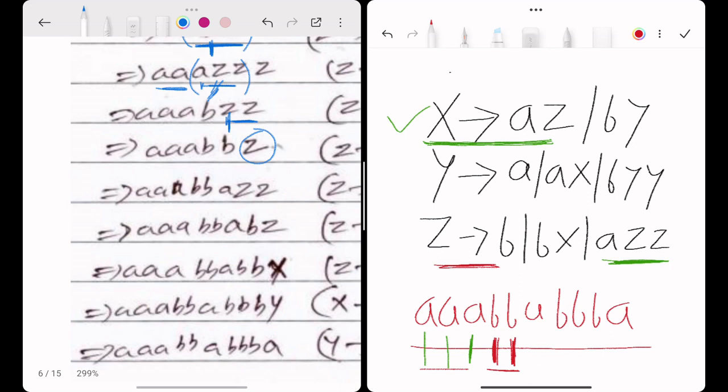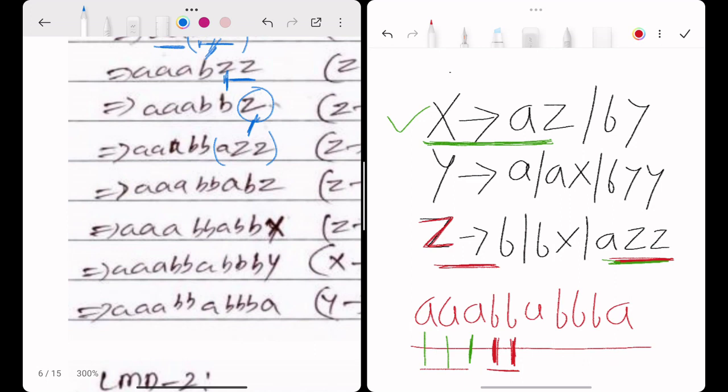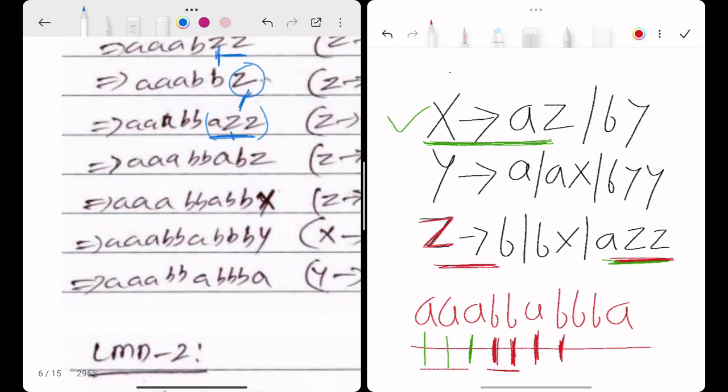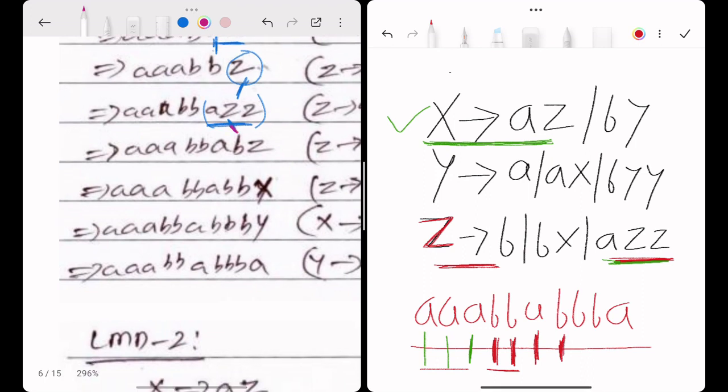Now again in place of Z I am writing AZZ, because Z produces AZZ. Our goal is this, we got it because Z produces AZZ. So A I got. Now I want this B. How to get B? In place of Z I am writing B. Done. Now this goal also done.